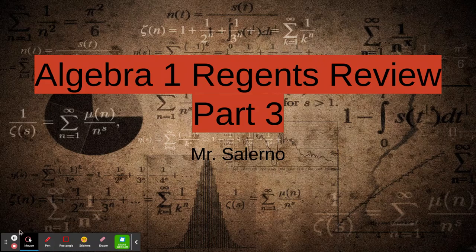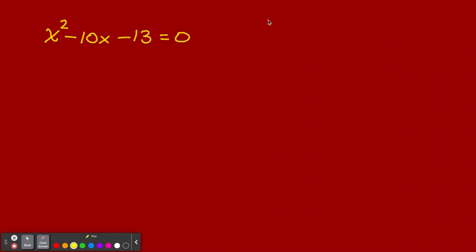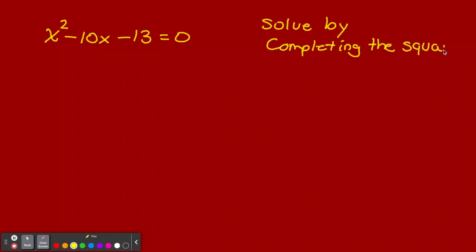Let's get a clean page, and make sure we have our pen going. Why don't we start with yellow? Let's say you had to solve this quadratic, x squared minus 10x minus 13, and they said solve by completing the square. We know there are other ways of solving this, but we're going to do what they say. Complete the square. So let's do that process.